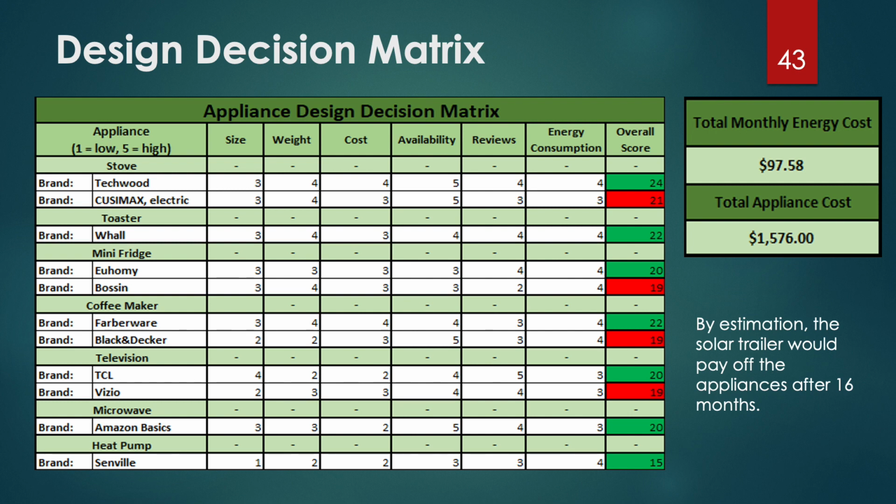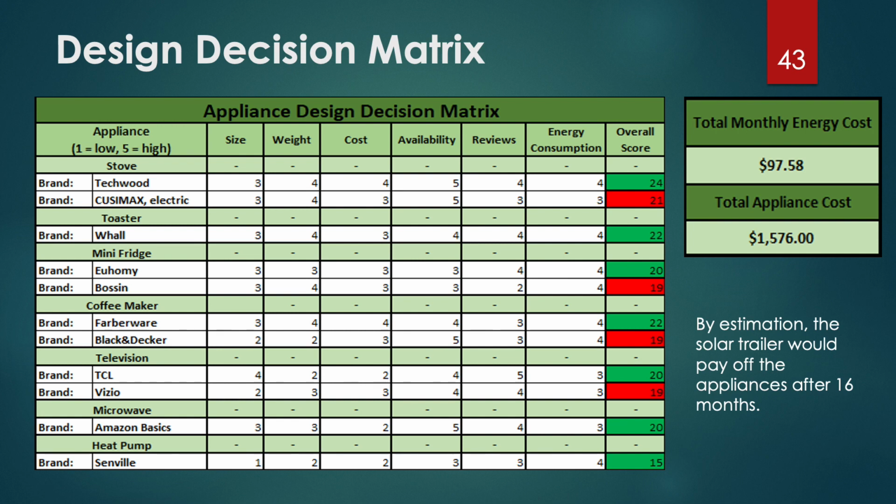Upon completing our appliance characteristic chart, we took this data to a design decision matrix where we ultimately looked at criteria such as size, weight, cost, availability, customer reviews, and energy consumption for each device. We then graded these appliances on a scale of 1 to 5, 1 being low, 5 being high. We then added up these final scores and selected what we felt would best fit our design for the solar trailer. We selected the Techwood stove, the wall toaster, the Yuhomi mini fridge, the Farberware coffee maker, TCL television, Amazon Basics microwave, and Senville's heat pump.